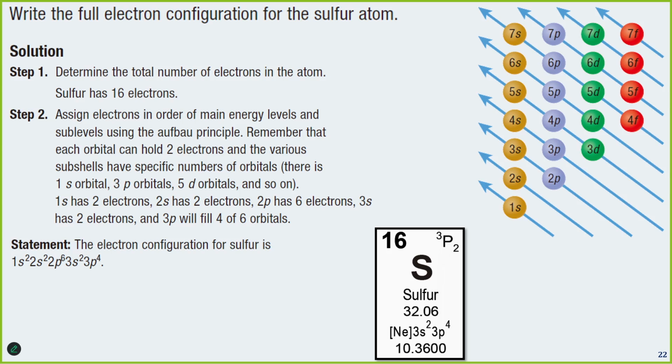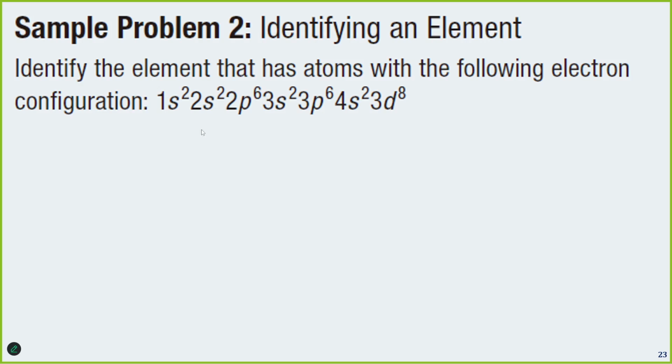That's the full configuration. The question asks to find the full configuration, right? So do not use any abbreviations here. Although we know in the periodic table, it's usually written as neon followed by 3s2, 3p4. Are you clear? Okay, let's have a look at another problem.